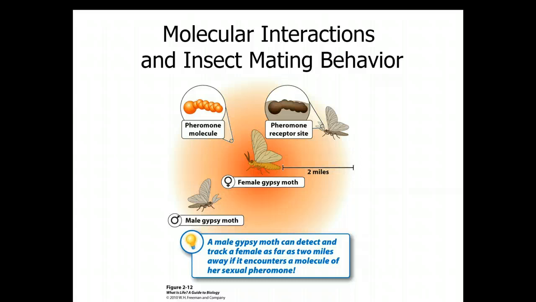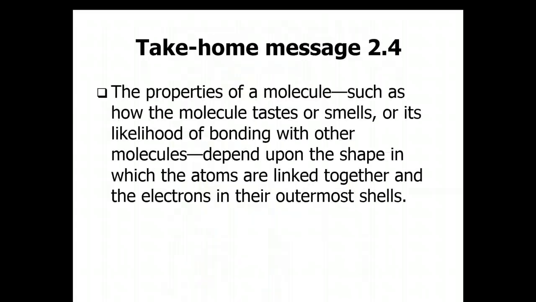Sort of, you think of a sexual pheromone as a cologne of some kind, but it's a molecular cologne that has a unique shape, a protein that the other gypsy moth can detect. It's a very unique structure for it. The properties of a molecule, such as how the molecule tastes or smells, its likelihood of bonding with another molecule, depend on the shape at which the atoms are linked together, and the electrons in their outermost shell. So we're building now. We build these molecules, and then the overall resulting molecule structure will have a unique function as a result.